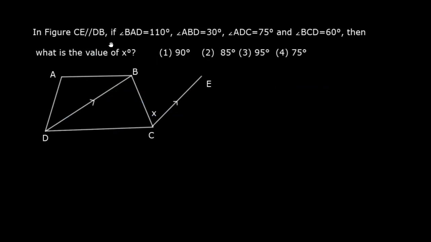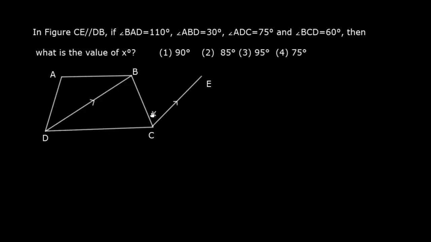In the figure, CE is parallel to DB. The DB line and CE line are parallel. Angle BAD is 110 degrees, angle ABD is 30 degrees, angle ADC, this complete angle, is 75 degrees, and angle BCD is 60 degrees. These four angles are given.